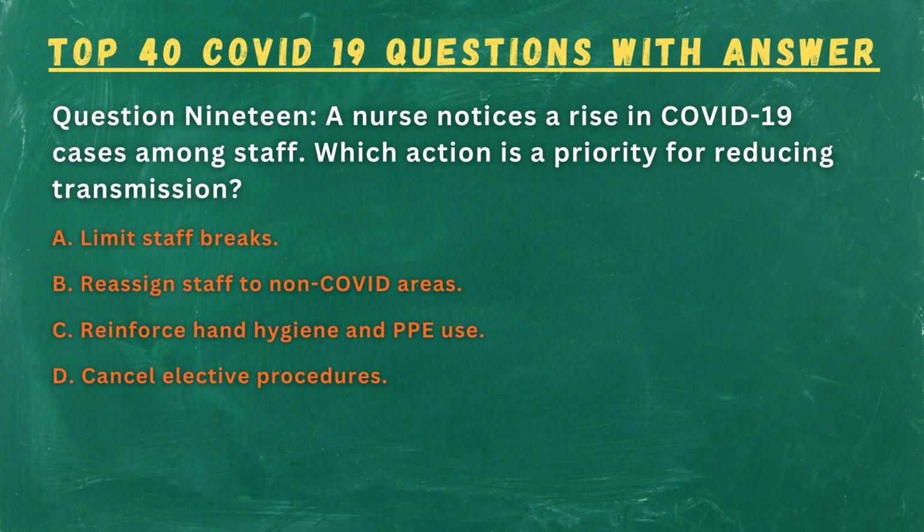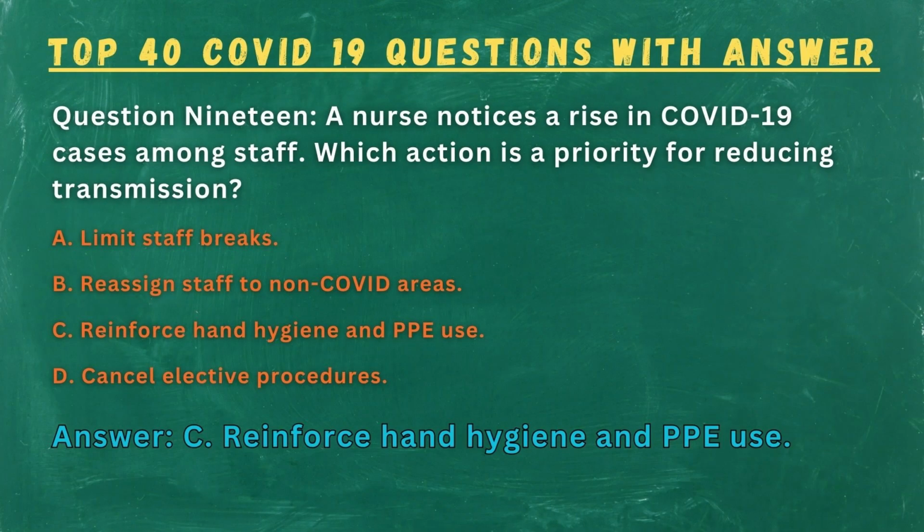Question 19. A nurse notices a rise in COVID-19 cases among staff. Which action is a priority for reducing transmission? A. Limit staff breaks. B. Reassign staff to non-COVID areas. C. Reinforce hand hygiene and PPE use. D. Cancel elective procedures. Answer: C. Reinforce hand hygiene and PPE use.